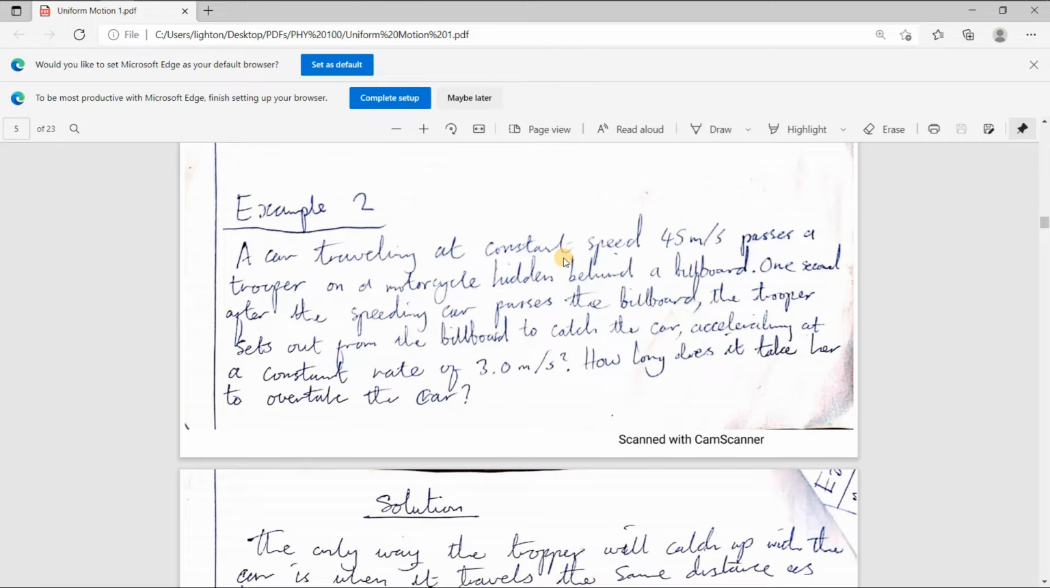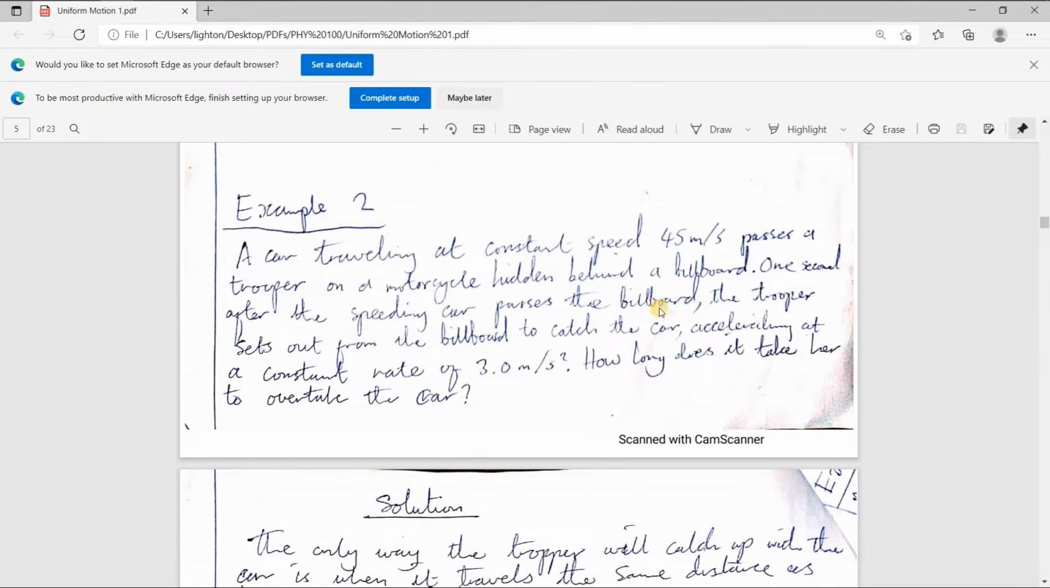Alright, let's look at another question here quickly, which is example 2, which involves a car traveling at a constant speed of 45 meters per second, passes a trooper on a motorcycle hidden behind a billboard. 1 second after the speeding car passes the billboard, the trooper sets out from the billboard to catch the car, accelerating at a constant rate of 3 meters per second squared. How long does it take her to overtake the car?